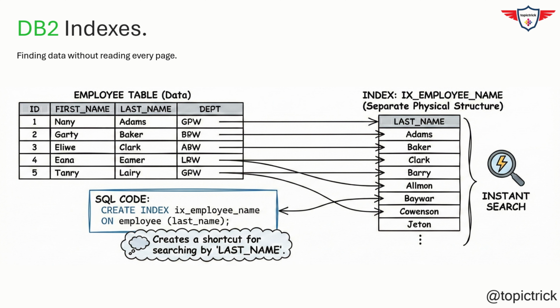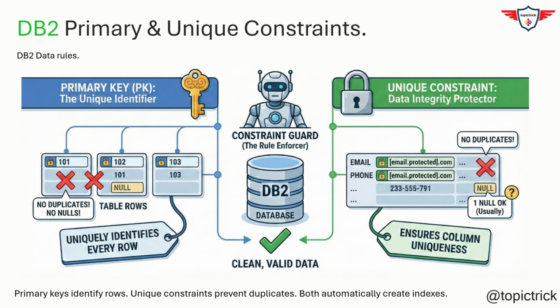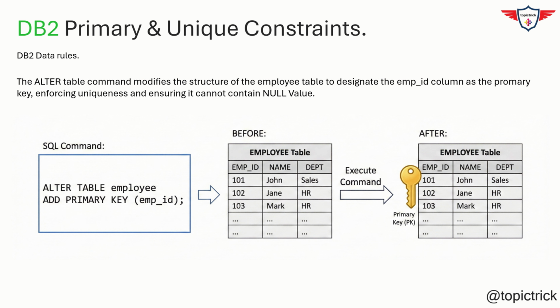Next up, let's look at constraints, specifically primary and unique constraints. A constraint is a rule. It tells DB2 what kind of data is allowed in a table. The primary key is the most important one. It uniquely identifies every row. No two rows can have the same primary key, and it cannot be null. Here's the code. Alter table employee, add primary key (EMPID). This creates a primary key on the EMPID column of the employee table.